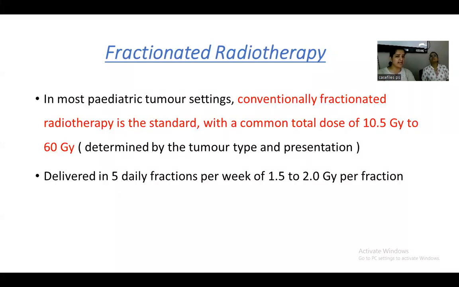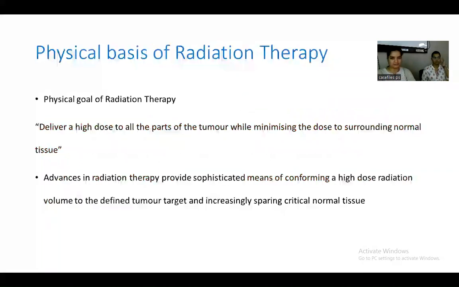In most pediatric tumor settings, conventional fractionated radiotherapy is the standard, with a common total dose of 10.5 Gy to 60 Gy, determined by the tumor type and its presentation. It is usually delivered in 5 daily fractions per week, and 1.5 to 2 Gy are delivered per fraction.